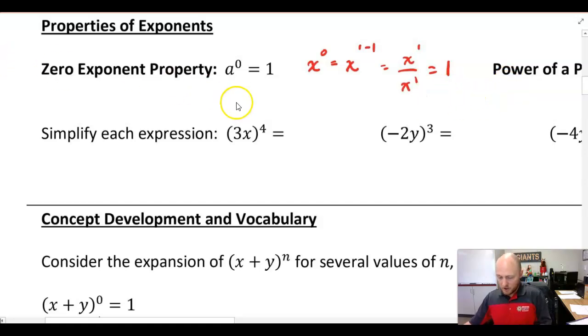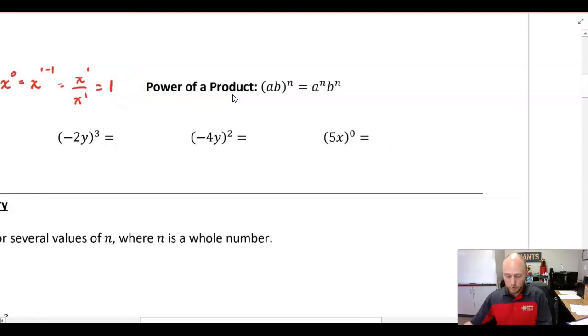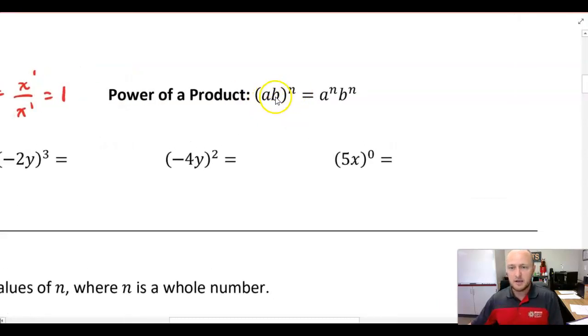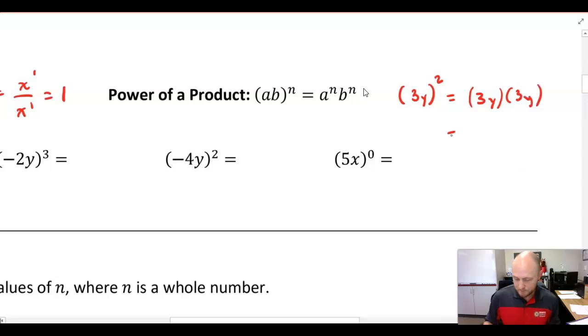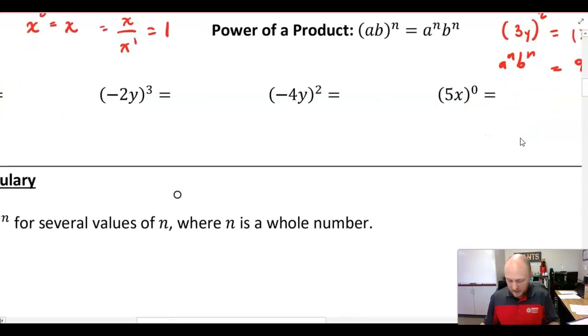So anything to the power of 0 is 1. Remember that property. The other property that you need to know is the power of a product property. If I have a times b to the power of n, that's a to the n times b to the n. Now, you won't see it really like this, but something that you'll see is something like this. 3y squared. What a lot of people do is they'll just put the power 2 on the y, which is incorrect. And that's because 3y squared is 3y times 3y, which gives us 9y squared. So the power of a product property just says you have a to the power of n times b to the power of n.